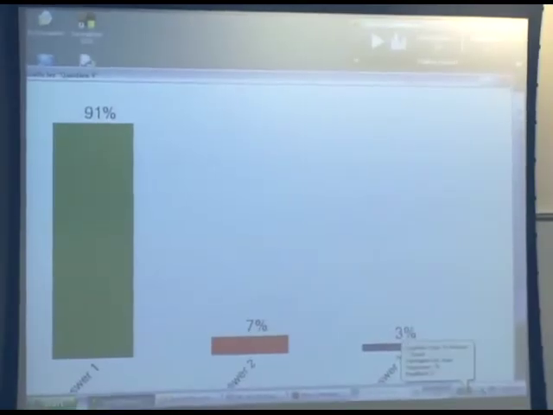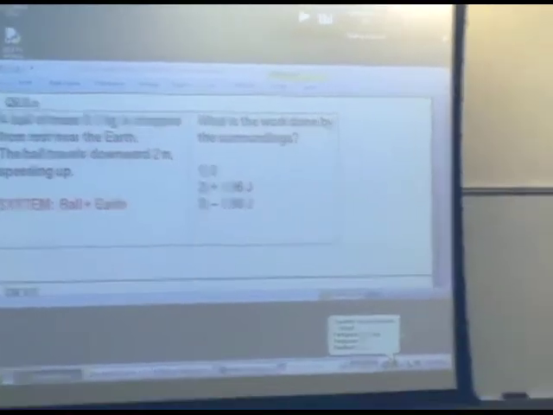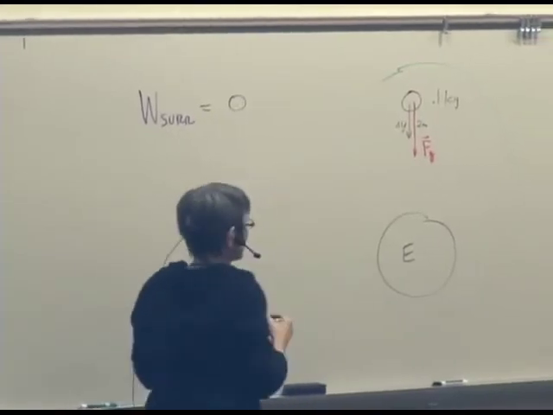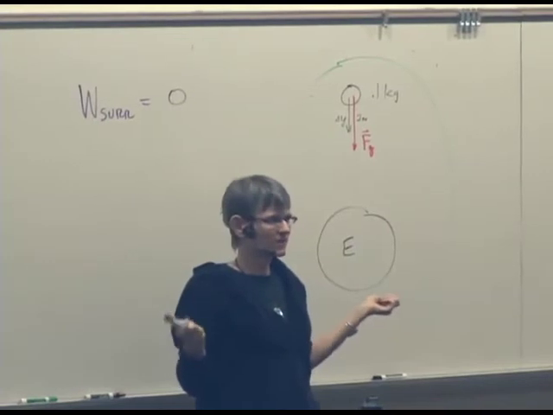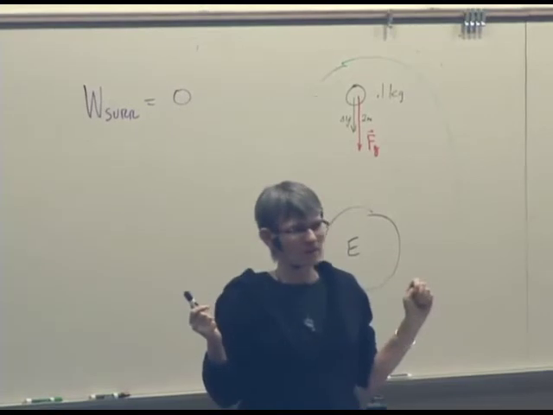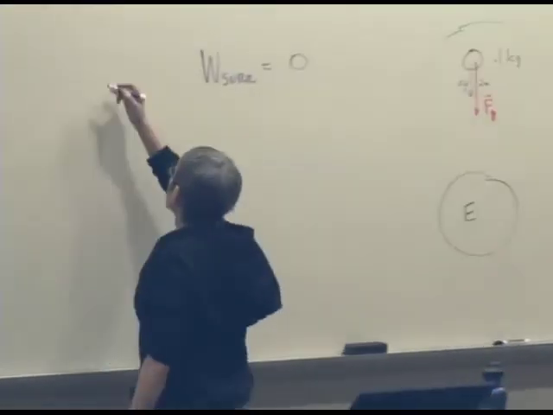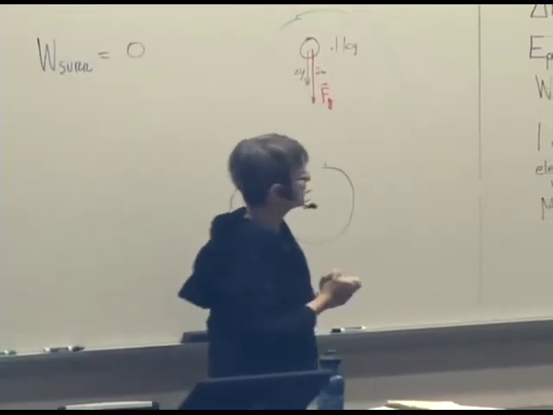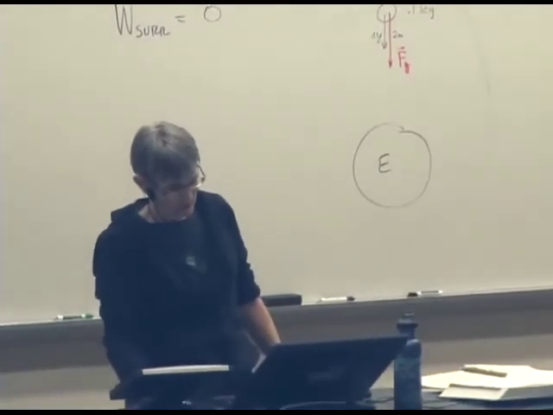Okay, very good. That's right. The work done by the surroundings in this case is 0, because there isn't much in the surroundings that's exerting a force on the system of ball plus Earth, right? So here's the energy principle. We have the change in energy of our system, which is the ball plus the Earth, equal to the work done by the surroundings.